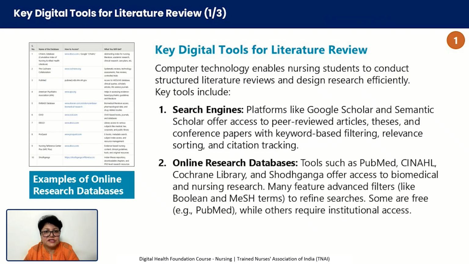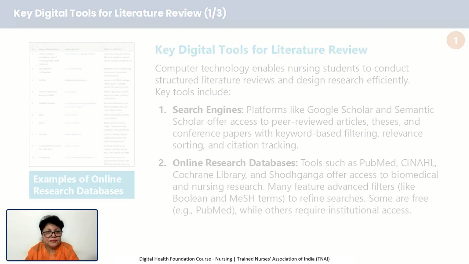Second, we have online research databases. The tools, as we mentioned earlier, such as PubMed, CINAHL, Cochrane Library, and Shodhganga, offer access to biomedical and nursing research. Many have advanced filters like Boolean and MeSH, which help us refine the search, and in a short time we are able to get the exact topic we are looking for. Some are free, like PubMed, while others require institutional access.